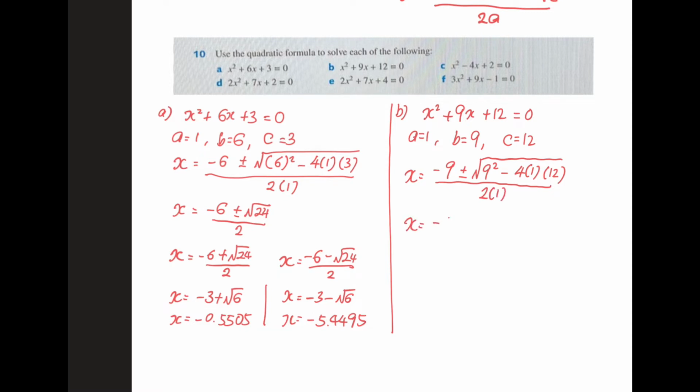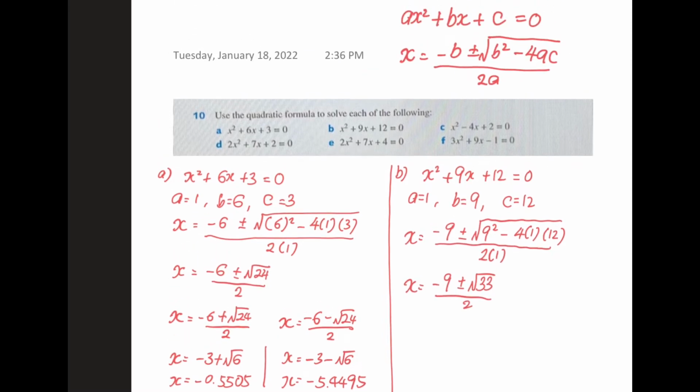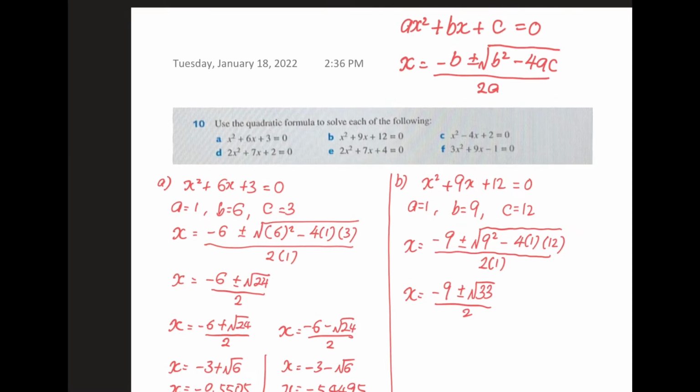So again, we press everything in the square root. So we have 9 squared minus 4 times 1 times 12. Why do they put it into square root form? Is that just because they follow the formula? Yes, it's because of the formula. We follow the formula. This is the formula. So we just substitute accordingly, and then we simplify that.